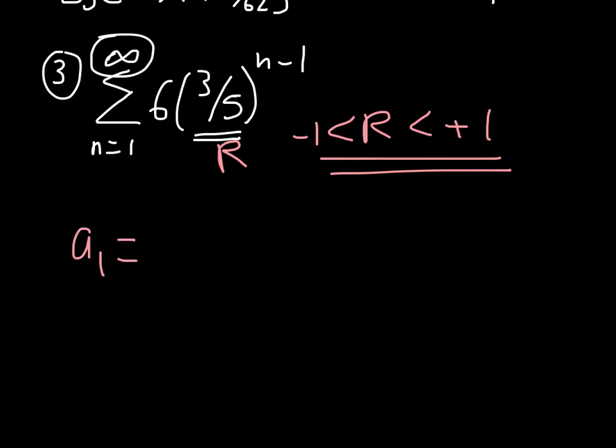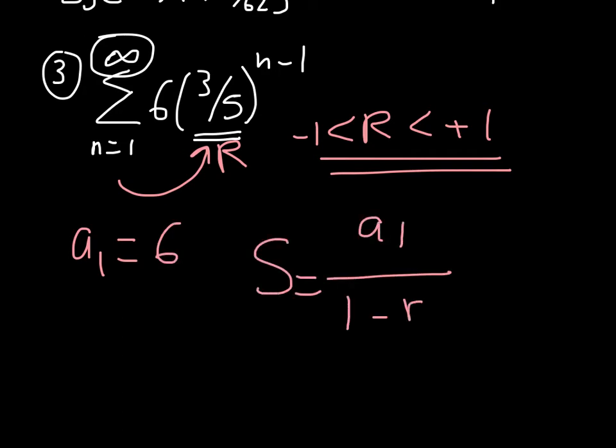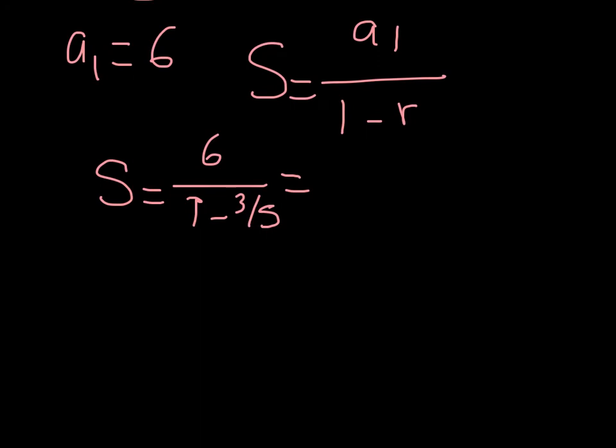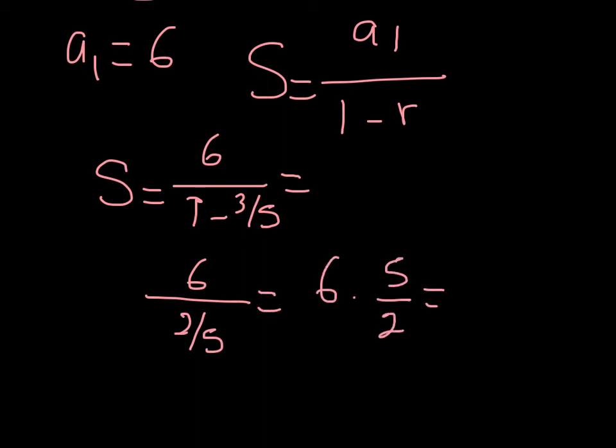And a1 is going to be when you plug in 1 into the formula, so that will give us a1 = 6. The sum will be a1 over 1 minus r. This is the sum for an infinite geometric series. So this will be 6 divided by 1 minus 3/5. And so that will give us 6 over 2/5, multiplied by the reciprocal, 6 times 5 over 2, which gives you, this cancels to 3, 3 times 5 is 15.